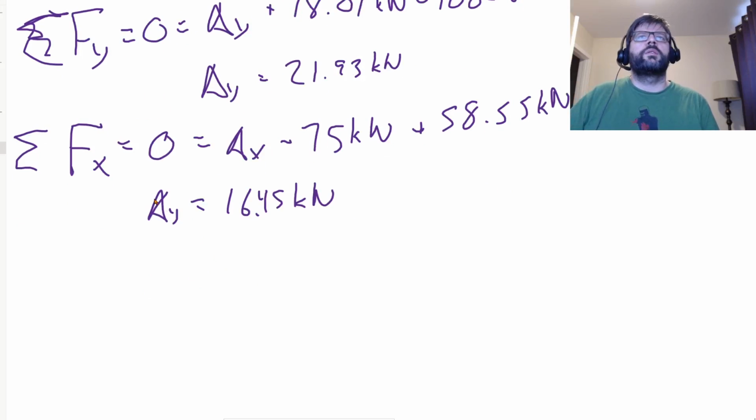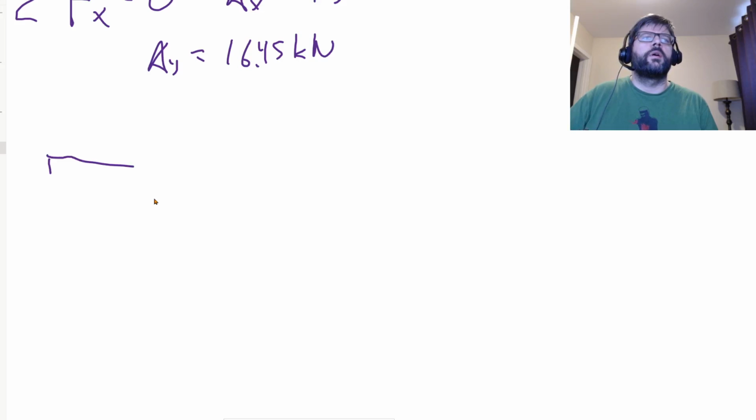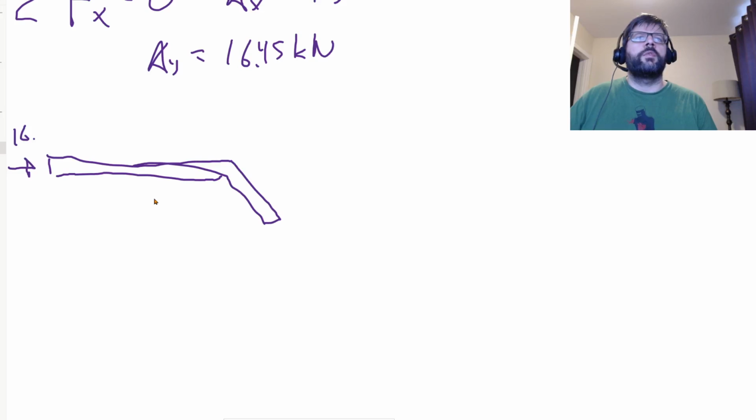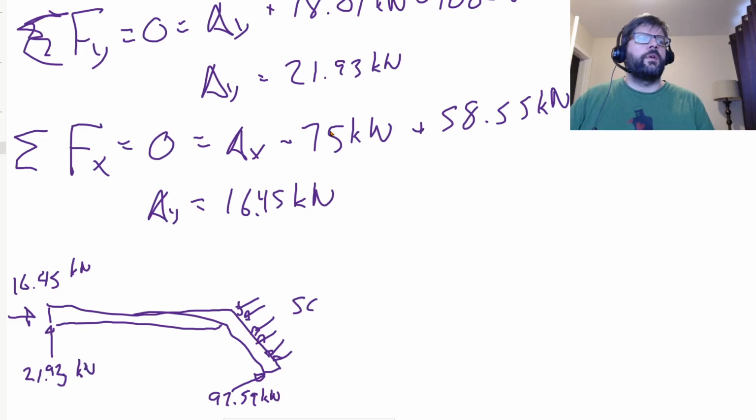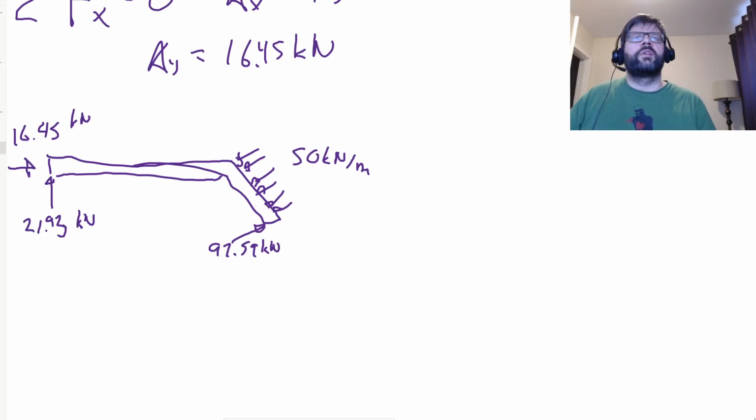Okay, so I'll just do a quick redraw. So we got 16.45, we got 21.93, got the distributed load. And then we got B, so 97.59 kilonewtons, and that was 50 kilonewtons per meter. Okay, so we are worried about point C.